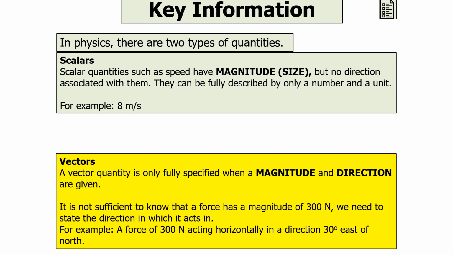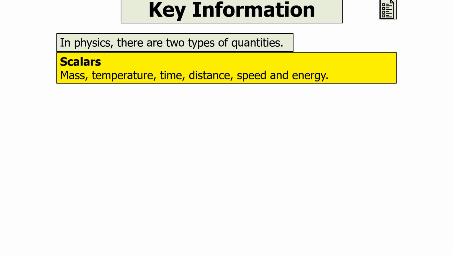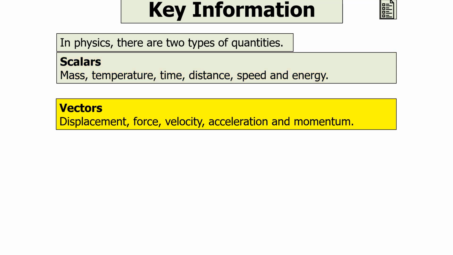So it's not sufficient to know that a force has a magnitude of 300 newtons, we need to state the direction it acts in. So for example, a force of 300 newtons acting horizontally in a direction 30 degrees east of north. So scalars can include mass, temperature, time, distance, speed and energy, whilst vectors include displacement, force, velocity, acceleration and momentum.